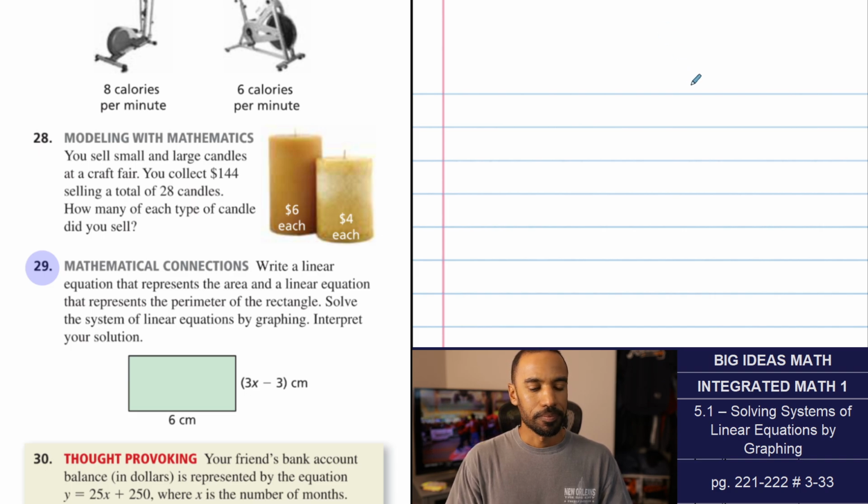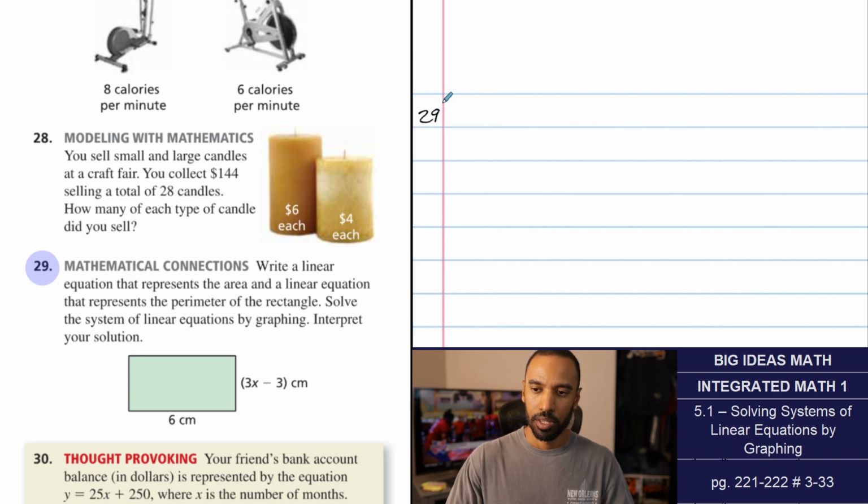Number 29. Write a linear equation that represents the area and a linear equation that represents the perimeter of the rectangle. Solve the system of linear equations by graphing. Interpret your solution. Okay. So number 29, we have this figure. I'm going to copy and paste it.